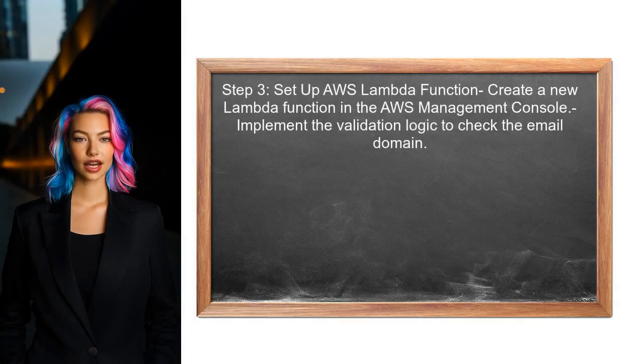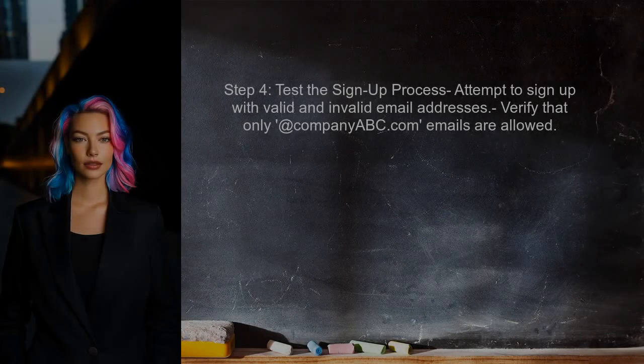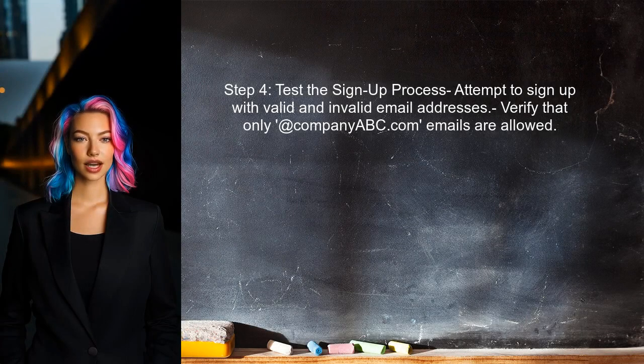Now, the user needs to set up the AWS Lambda function that will contain the custom validation logic. This function will be triggered during the signup process. Finally, the user should test the signup process to ensure that only users with the specified email domain can successfully register. This can be done by attempting to sign up with different email addresses.